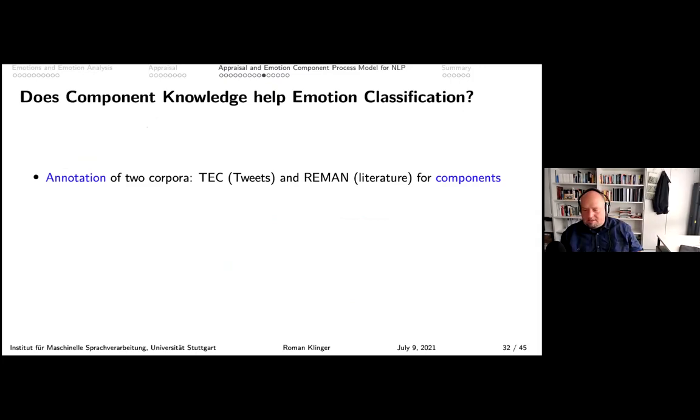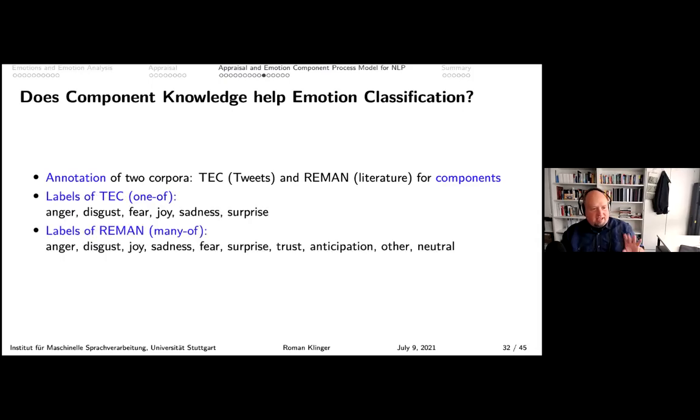So what we did, and I'll answer your question later, Francois, okay? What we did now is we annotated two corpora, a Twitter corpus and a literature corpus, for the way how the emotions are expressed in there. These two corpora have slightly different sets of emotions, and one is a single label task and another is a multi-label task. The corpus is not too big, but it's sufficient to do this analysis.